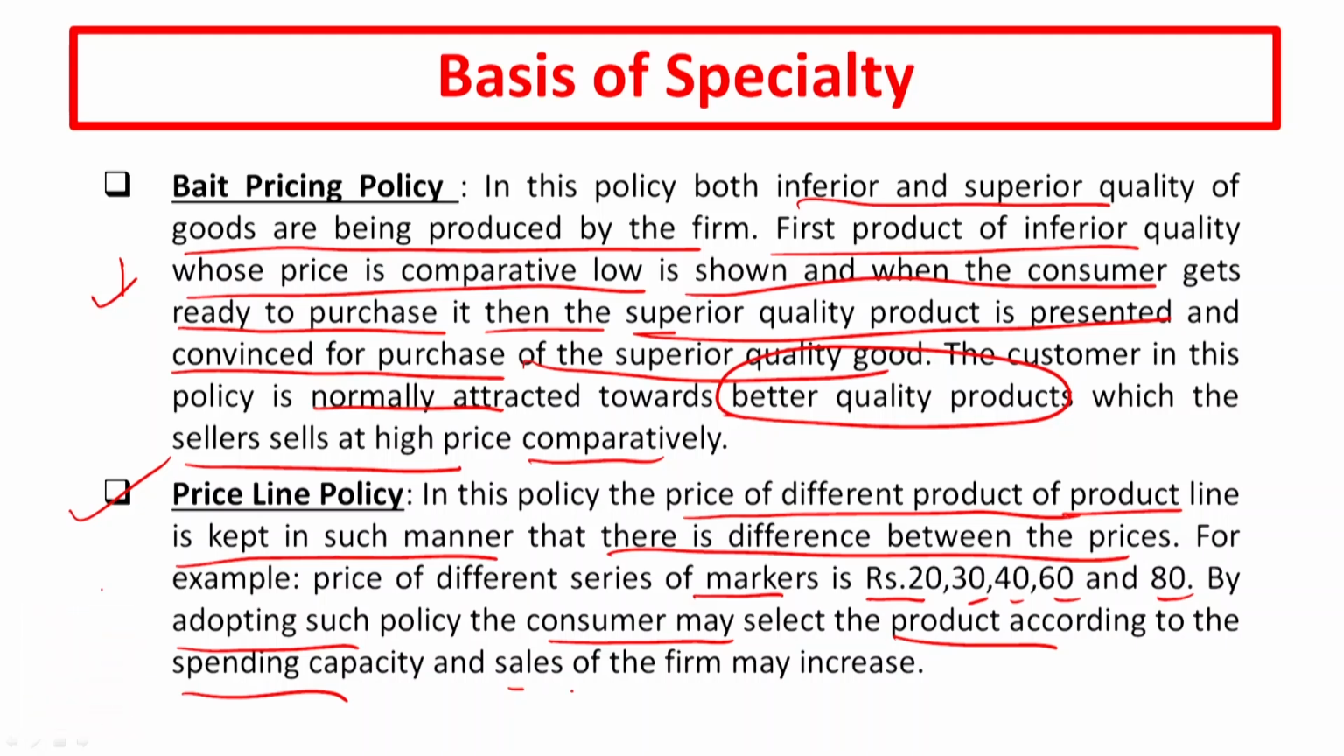So as you are able to see, we have taken the example of different series of markers of 20, 30, 40, 60 and 80, and whichsoever suits his income capacity, the consumer may purchase that specific marker. So first we talked about bait pricing policy, and the second we talked about price line policy, in which different products of the product line were priced at different prices.